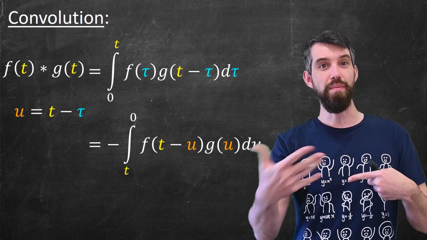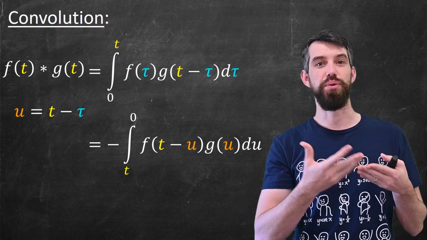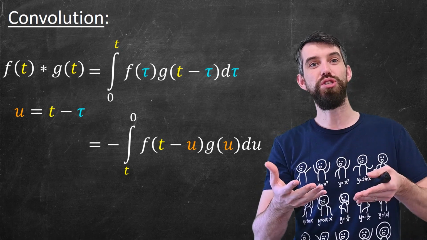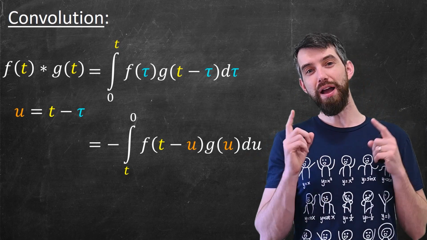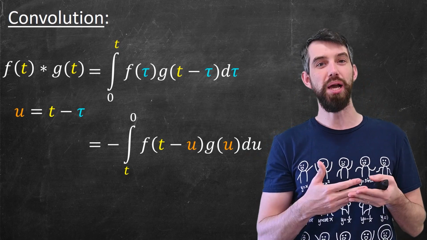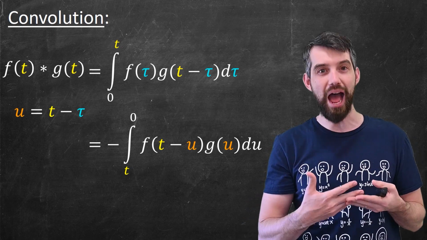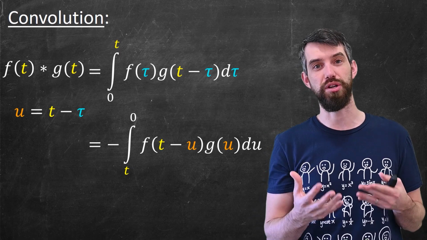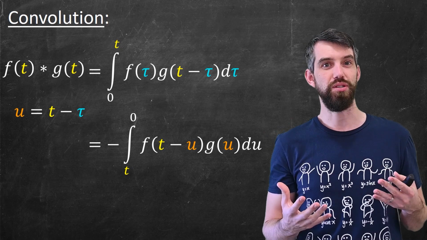The g of t minus tau has turned into a g of u. The f of tau turns into an f of t minus u. The d tau turns into a negative du. That's why there's this negative sign out the front. And then finally, limits of integration change. If you plug in tau equal to 0, you're going to get u equal to t. And if you plug in tau equal to t, you're going to get u equal to 0. So that's why we have these limits of integration going from t on the bottom to 0 on the top. It's interchanged.